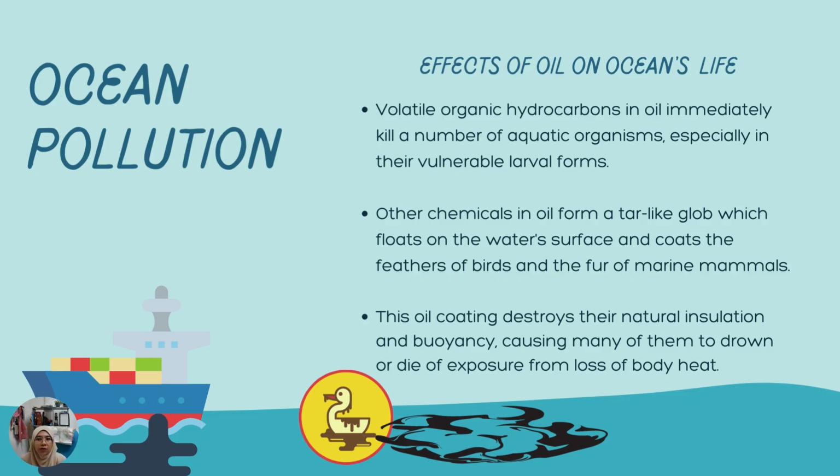Oil pollution can also affect the ocean's life. Volatile organic hydrocarbons in oil immediately kill a number of aquatic organisms, especially their vulnerable larval forms. Other chemicals in oil form a tar-like globe which floats on the water surface and coats the feathers of birds and the fur of marine mammals. These oil coatings destroy their natural insulation and buoyancy, causing many of them to drown or die of exposure from loss of body heat.